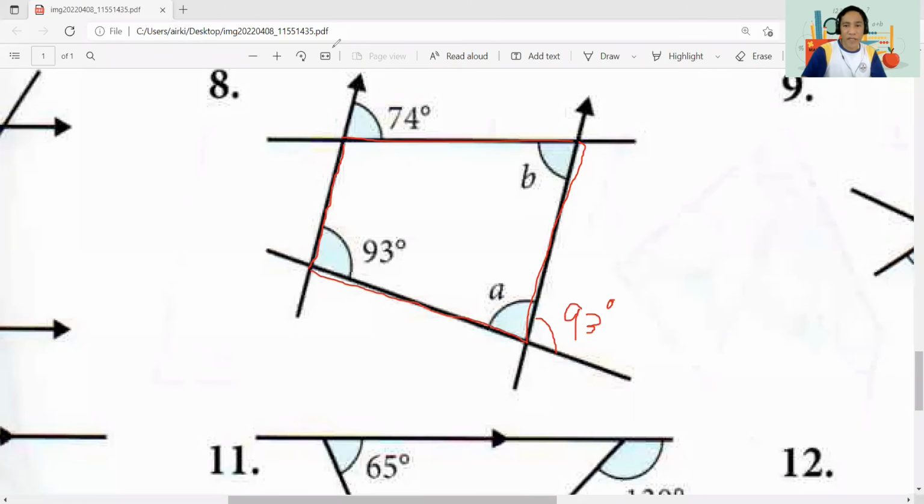And 100 here, 180 for a straight line, here, 180 minus 93, and that is equal to 87 degrees. So therefore, angle A is 87 degrees.